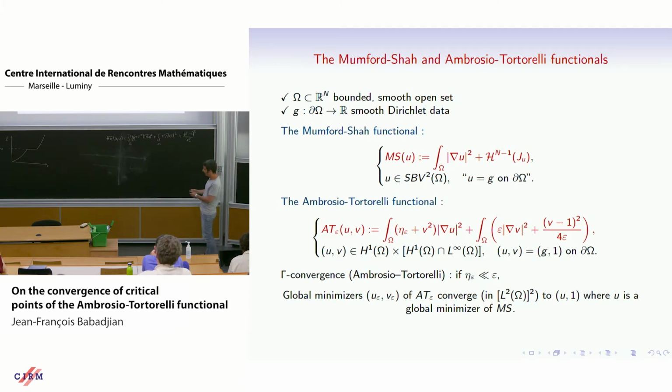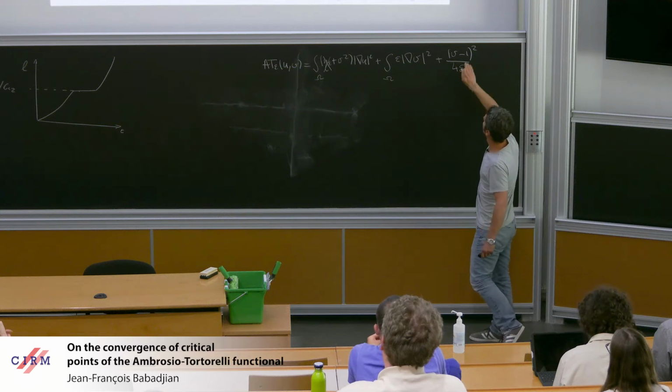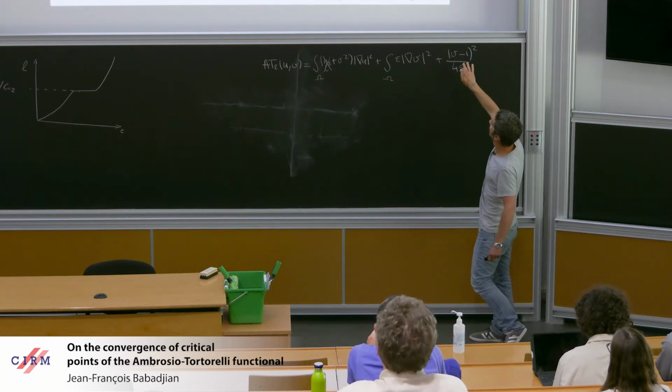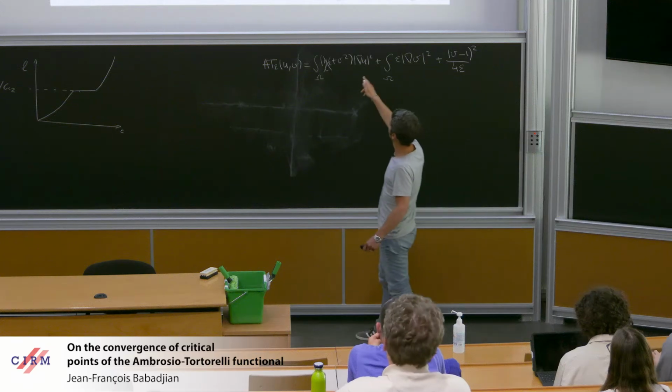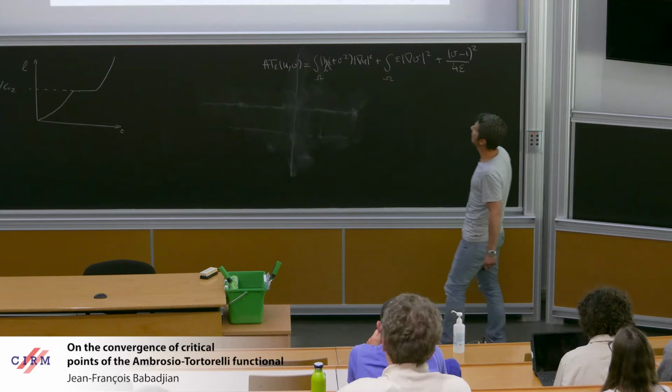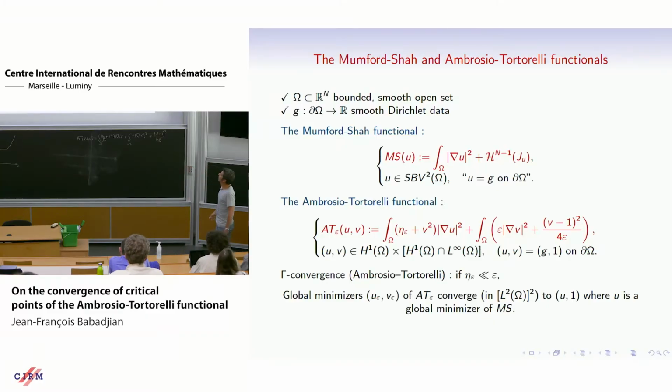So V will always converge to 1 everywhere in the domain because of this energy term. But U epsilon, which is one minimizer of this functional, will converge to a function U, which will be a global minimizer of the Mumford-Shah functional. So the Ambrosio-Tortorelli functional is much more pleasant from a theoretical point of view, because the functional setting is much easier than for the Mumford-Shah functional. But if you really want to compute minimizers, it's not that pleasant.